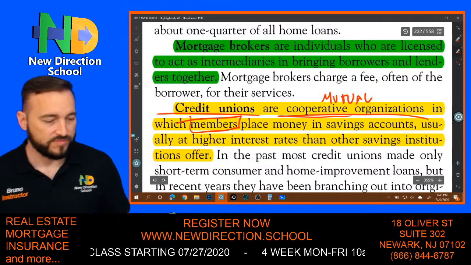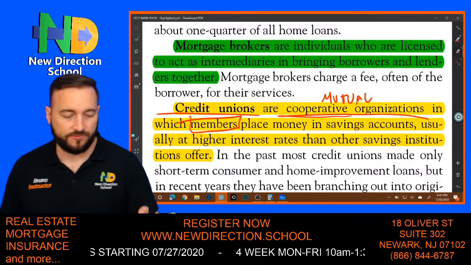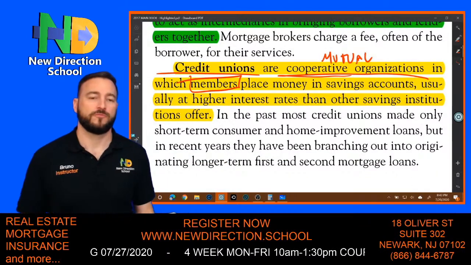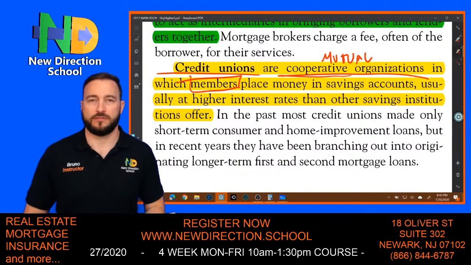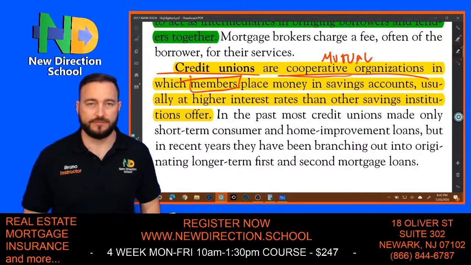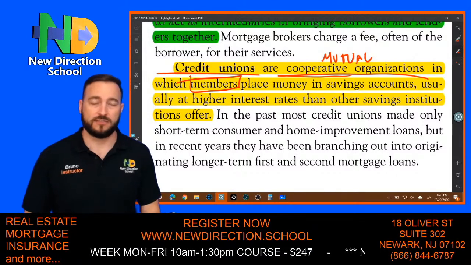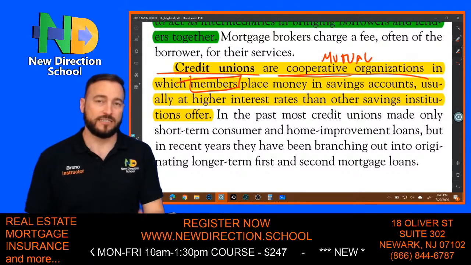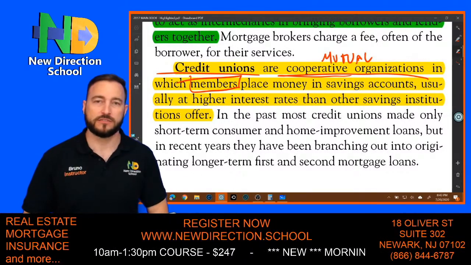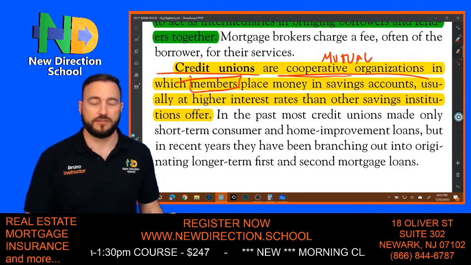Okay? Now, why would you go to a credit union versus anywhere else? Because credit unions, they're for the people of the credit union. So they have looser guidelines. They can probably get you financed faster or easier than anywhere else. They might have a little bit higher interest rates, but at least it's almost guaranteed that you get that loan.